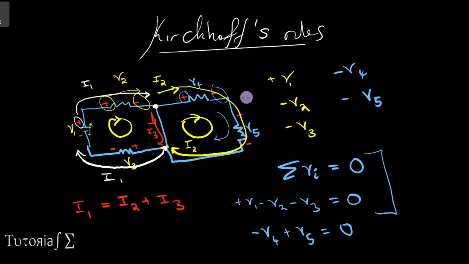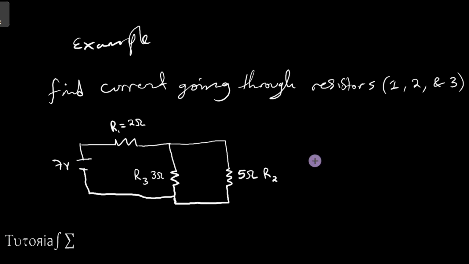Okay. Now, let's look at an example and see how we can apply Kirchhoff's rules. All right, so we have a question here. Find the current going through resistors 1, 2, 3. So this is resistor 1, resistor 2, and resistor 3. So we have our 7-volt battery here.